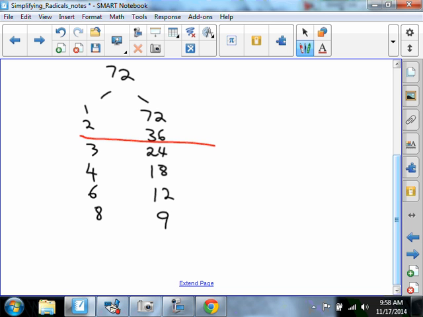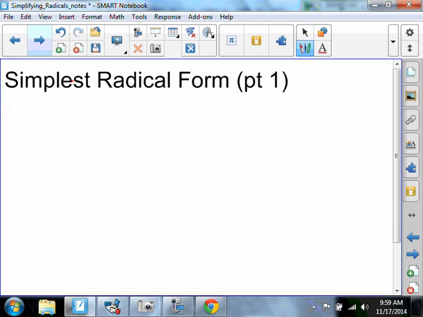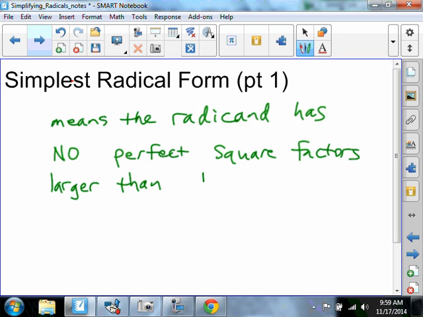Some people aren't going to. So what are you talking about, Mr. Minnick? Well, let's see. Simplest radical form. You really need to know what simplest radical form means, and this is the first part. There's more to it, but this is the gist of what we're going after today. Simplest radical form means the radicand has no perfect square factors larger than the number 1.